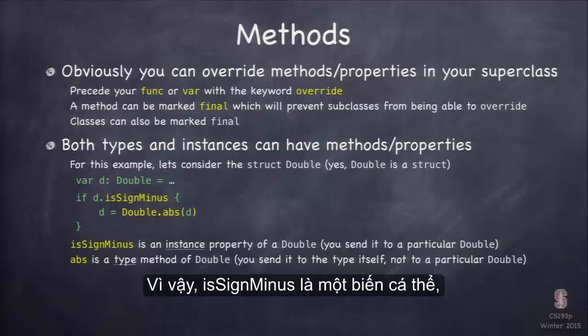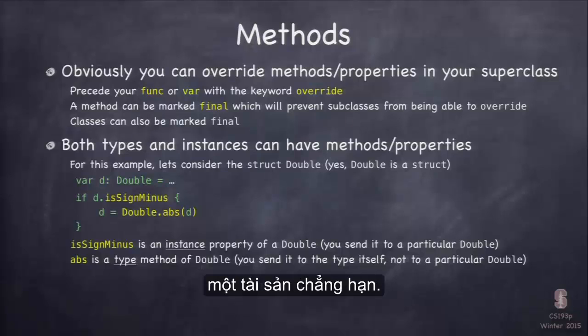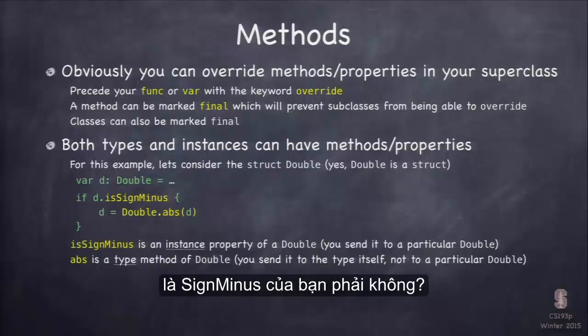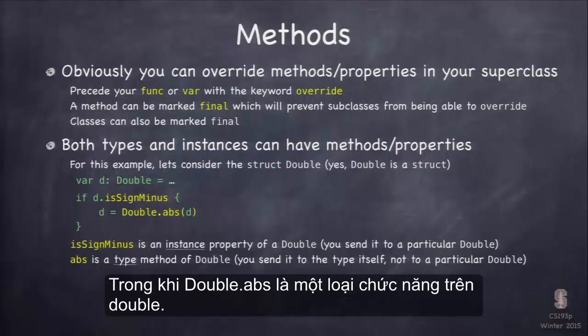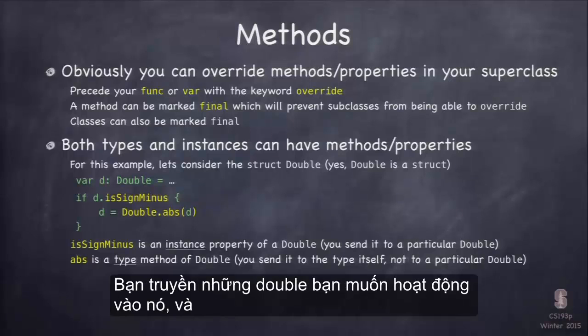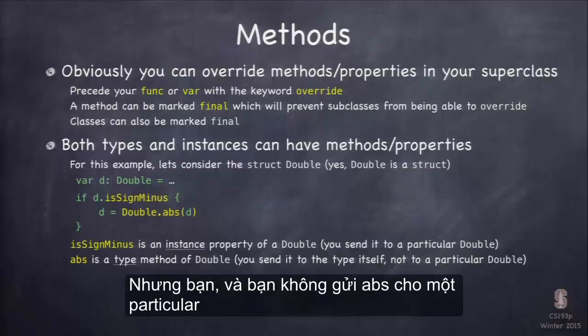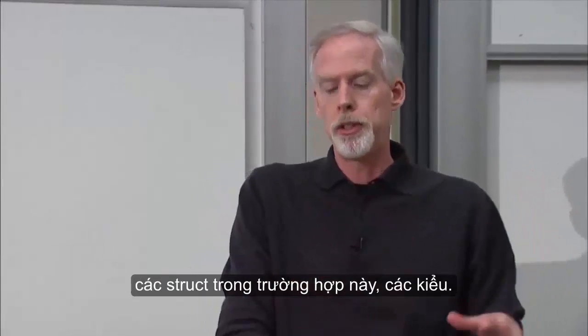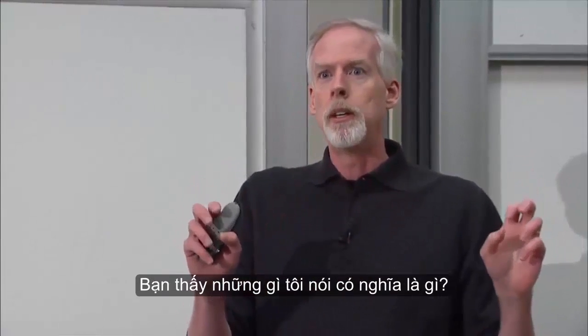So isSignMinus is an instance variable, an instance property. You send it to a particular double to ask it, is your sign minus? Whereas Double.abs is a type function on double. You pass the double you want to operate on to it, and it works on it. But you're not sending abs to a particular double. You're sending it to the class, or the struct in this case, the type. You see what I mean?